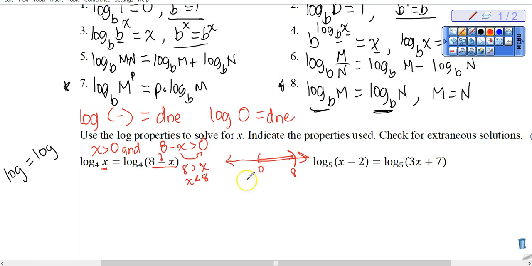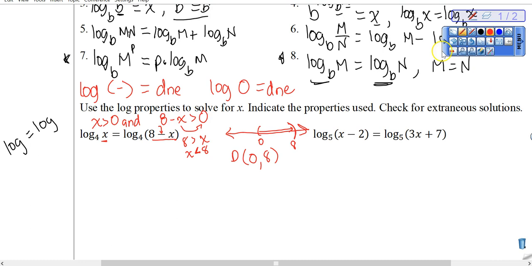So the domain, you have to find it first. That's supposed to be an 8. I keep turning my 8s on their sides and writing infinity. So we are stuck in the open interval between 0 and 8. If our x is anything outside that domain, it's extraneous.